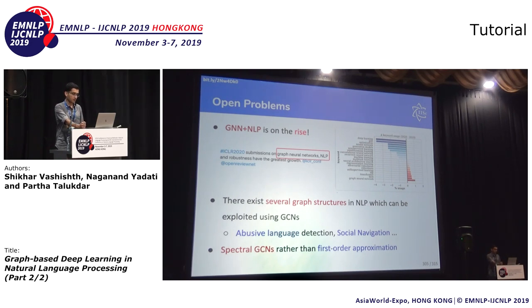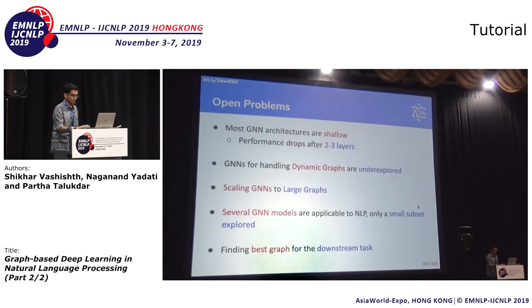So one of the open problems is that most of the works concentrate on using the first order approximation which was proposed by Kipf, but there are more higher order, more powerful variants of GCNs, which are called spectral GCNs. So instead of constraining ourselves to first order approximations, these spectral GCNs can also be exploited on several other problems.